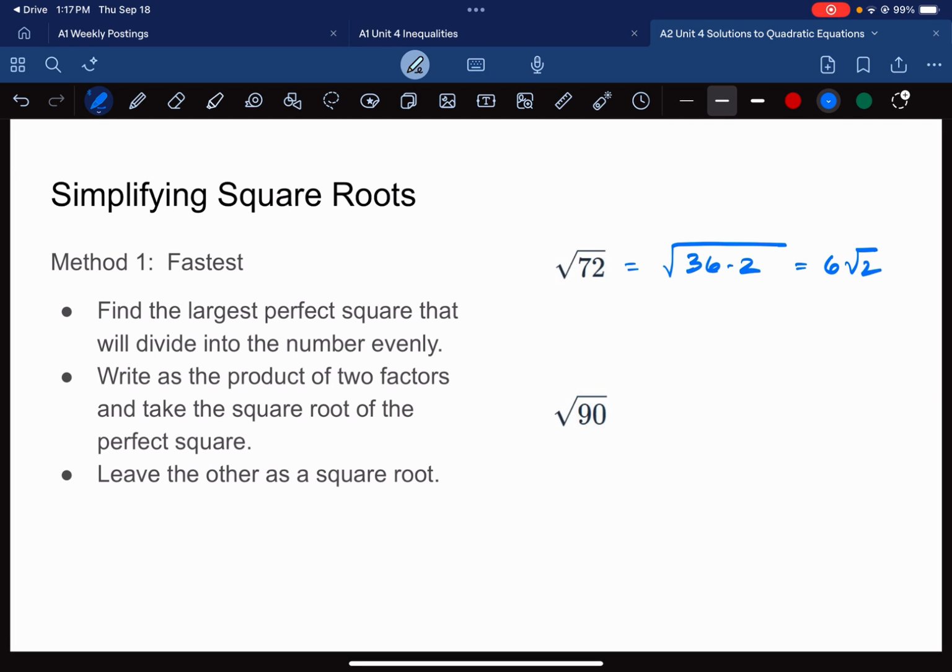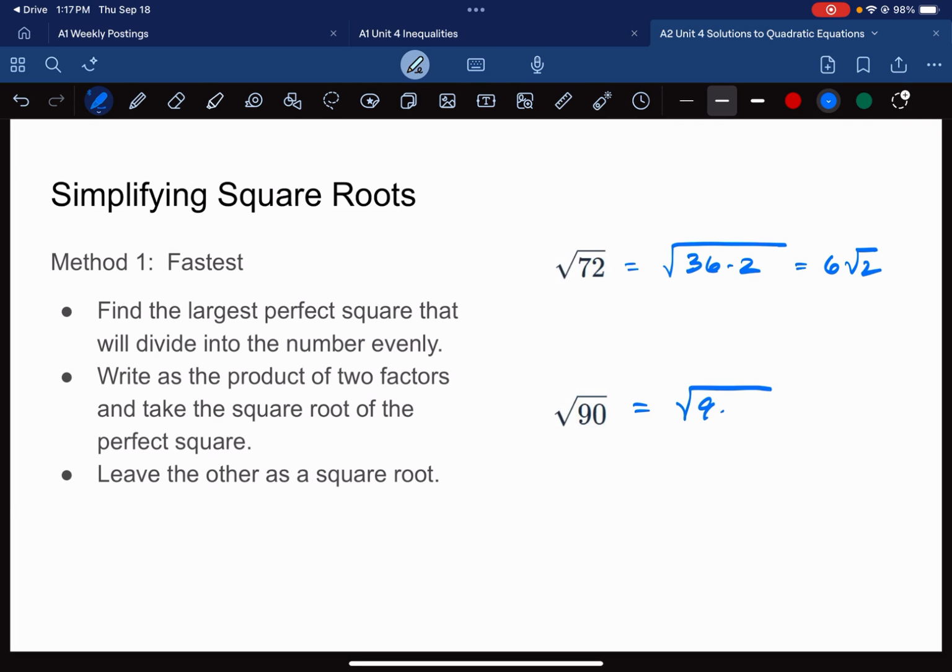So from 45 moving down, 36 doesn't go into 90. Move on down, 25 doesn't go into 90. Moving on down, 16 doesn't go into 90. Moving on down, 9. 9 is the largest perfect square in 90.